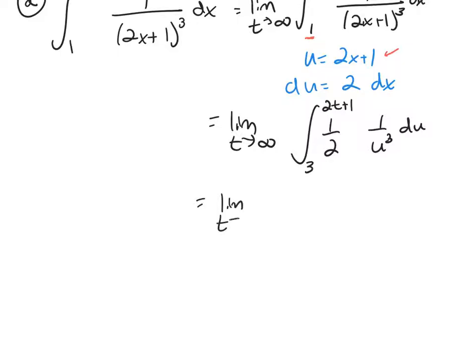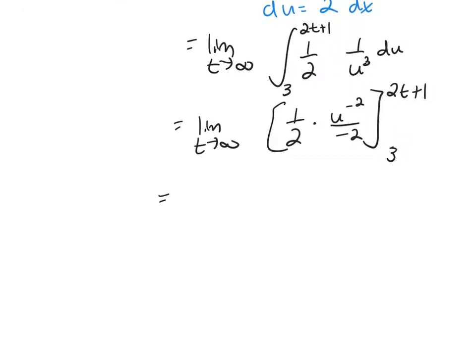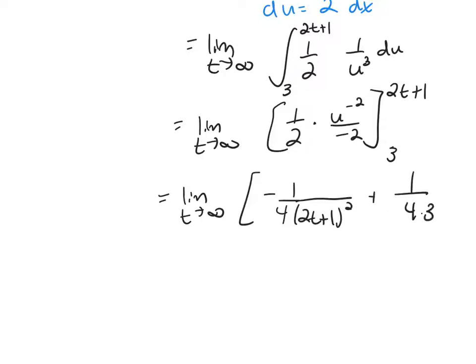The limit as t goes to infinity, 1/2 u to the -2 over -2. And then plug in top minus bottom. You'll get a -1/4 over (2t plus 1) squared. It'll be minus a negative, so plus 1 over 4 times 3 squared.